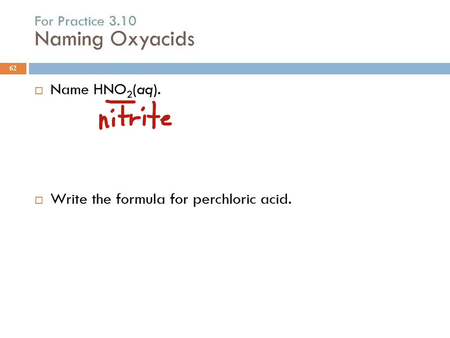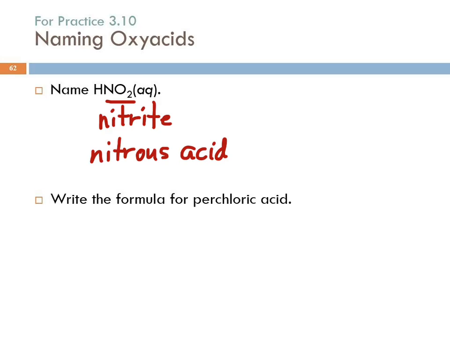So we're going to change the ending to us. Ite and us go together. Nitrous, and then the word acid. So that's nitrous acid. Nitric acid is HNO3, and they're different. Any questions? This requires some practice, and we'll be practicing, I think we have a nomenclature worksheet coming up next week.